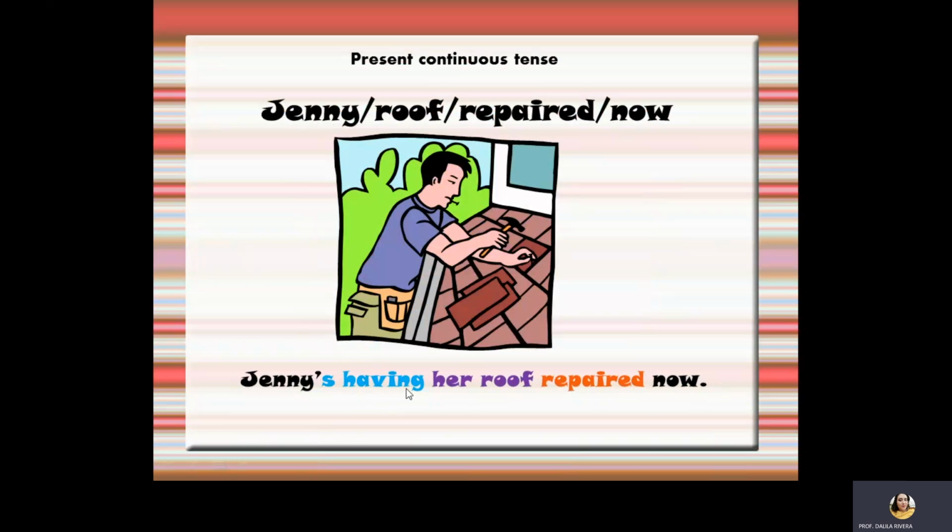If you notice here, in all of the examples I'm giving you, I put these colors so that you identify each of the parts you need to include. With blue, have, with purple, something, and with orange, the verb in past participle, done. Okay, have something done.